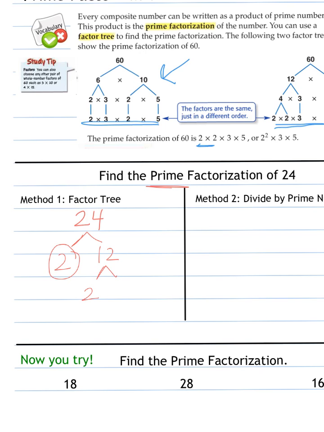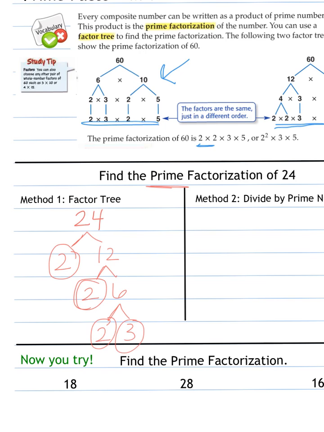2 times 6 is 12. Again, 2 is a prime number. I'm going to give that a circle. And my 6, I'm going to break that up into 2 times 3. Now both of those are prime, so I circle those. Okay.